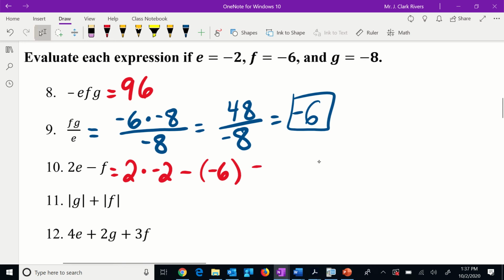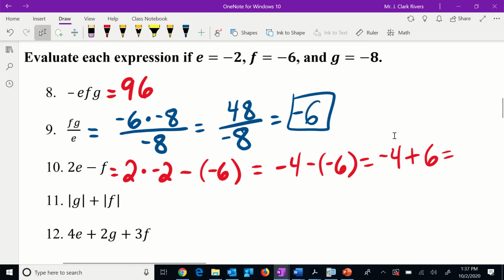Let's follow our order of operations. We got multiplication right here, right? And we have subtraction. So we're going to work with the multiplication first. 2 multiplied by negative 2 gives us negative 4 minus negative 6. Okay. When we subtract a negative, what do we have to do? So the opposite of negative 6 is positive 6. This is the same thing as negative 4 plus 6.